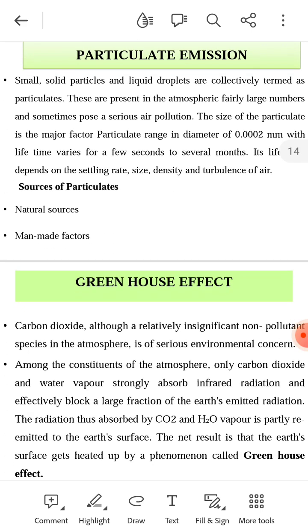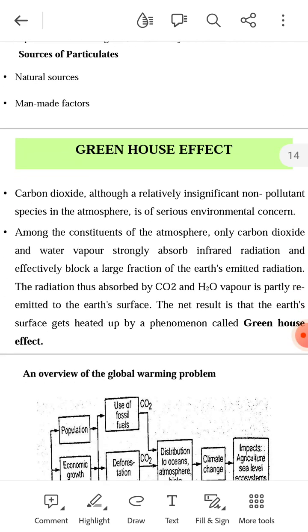The next one, the greenhouse effect. Carbon dioxide, although a relatively insignificant non pollutant species in the atmosphere, is of serious environmental concern. Among the constituents of the atmosphere, only carbon dioxide and water vapor strongly absorb infrared radiation and effectively block a large fraction of the earth's emitted radiation. The radiation thus absorbed by CO2 and H2O vapor is partly remitted to the earth's surface. The net result is that the earth's surface gets heated up by a phenomenon called the greenhouse effect.